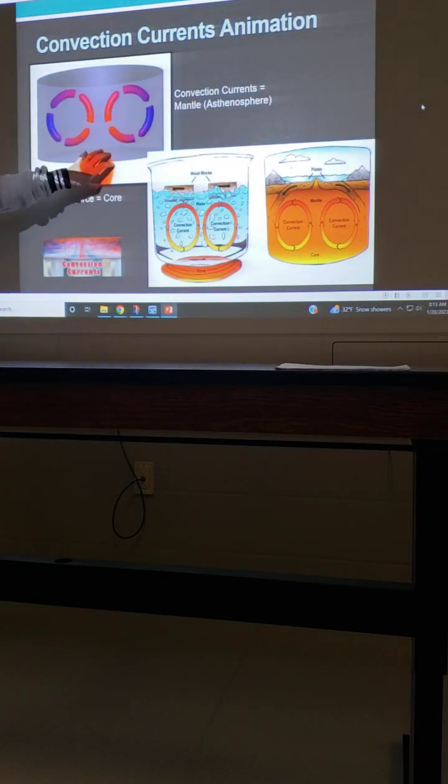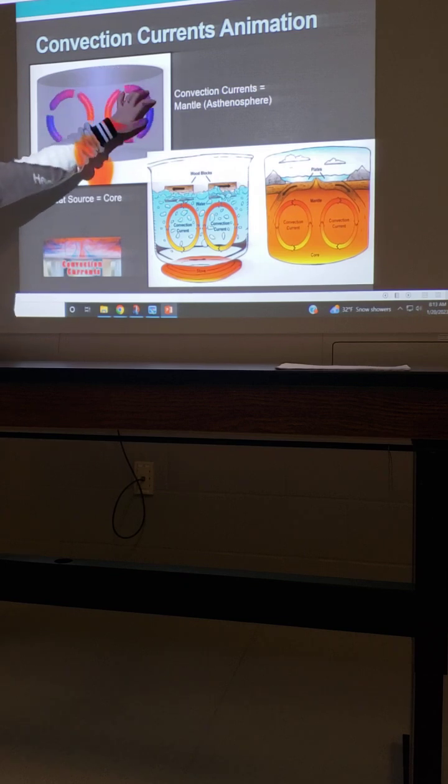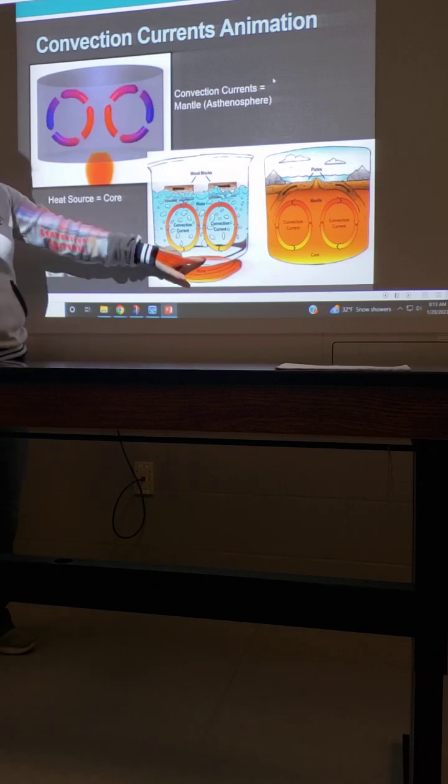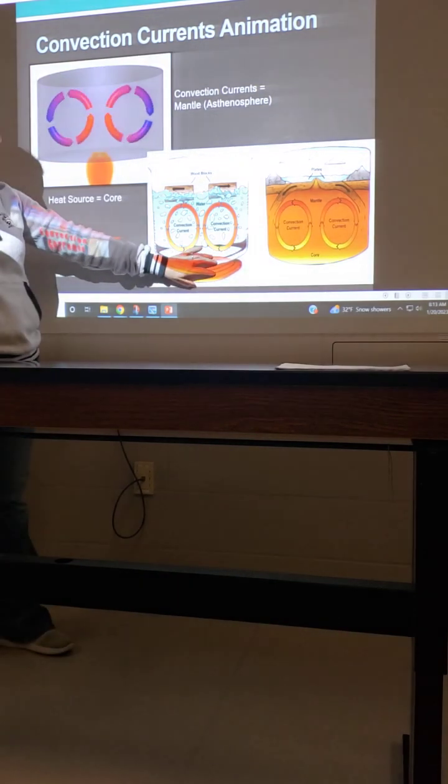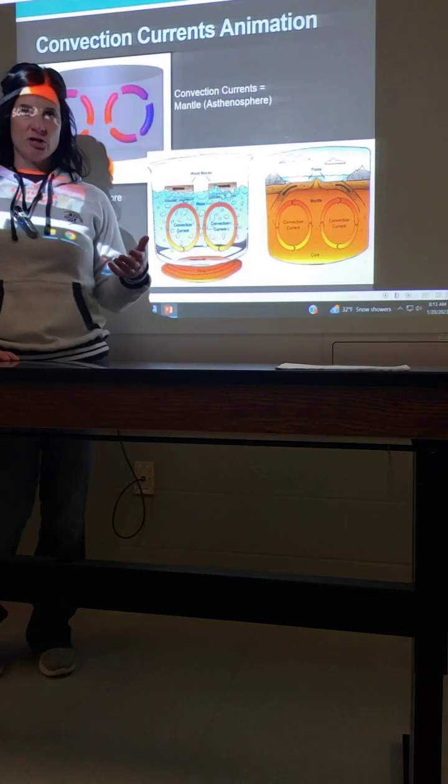All right, and so here's our heat. And I like the colors because obviously the red and the orange mean hot. So they're getting warmed up. Now they're getting cooler. As they get cooler, they're gonna sink and then they get heated back up again. This can also happen. Here's our heat source. This happens in water. We're gonna talk about plate tectonics next unit.